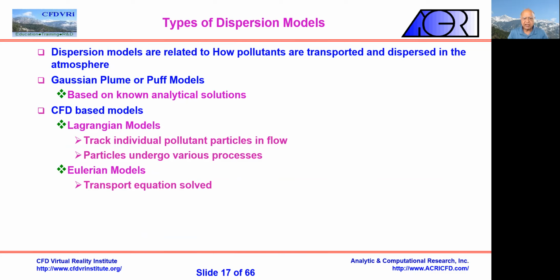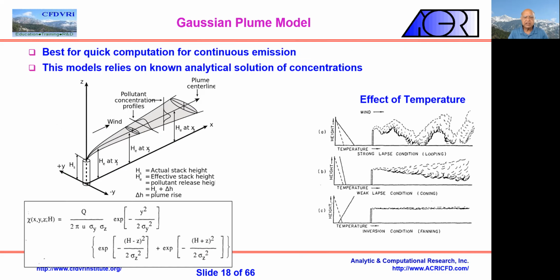Okay, Lagrangian models track individual particles in a flow, right? So the particles undergo various processes, but each particle is tracked. In the Eulerian model, a transport equation is solved. So here is a quick look at the Gaussian Plume models. This is what a Gaussian Plume is. We say Gaussian because the analytic solutions for a uniform wind field are these Gaussian solutions that give you this plume, and it tells you what the concentration is.